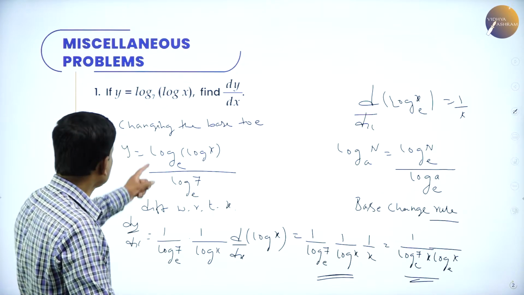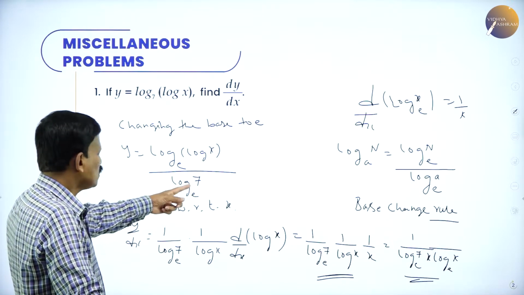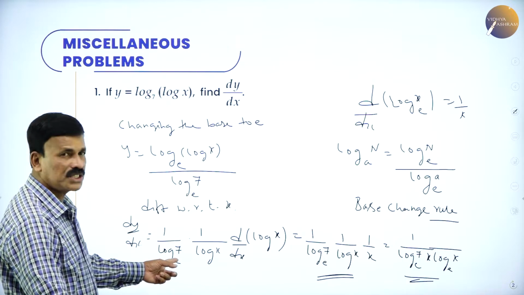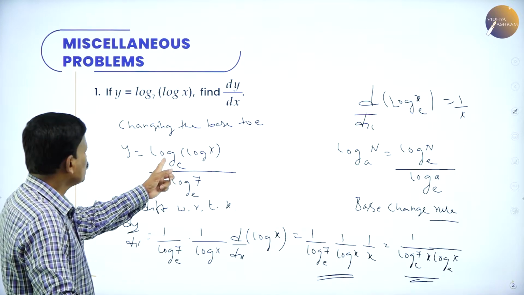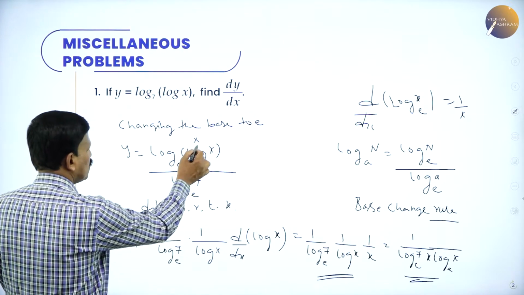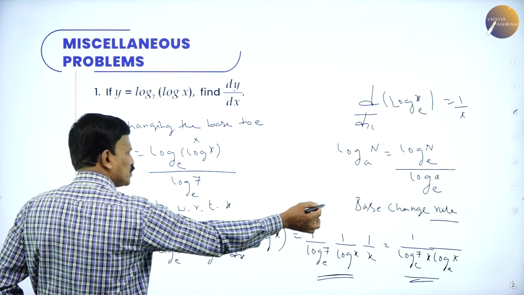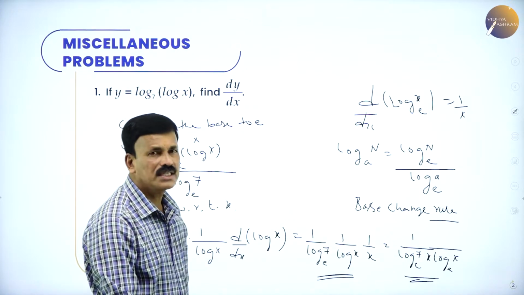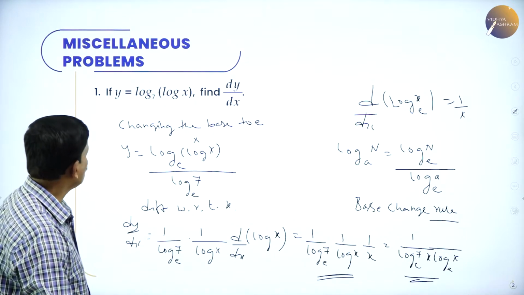Followed? So here, changing the base to e, log of log x to base e divided by logarithm of 7 to base e, differentiating with respect to x. Since logarithm of 7 to base e is a constant, it is kept out, and we differentiate the numerator. Differentiation of log x is 1 over x, a composite function, so it is 1 over log x into d by dx of log x, which is 1 over x. Therefore the answer is 1 over log 7 to base e into x log x. Hope you followed this. Very important problem. Now let us come to the next problem.